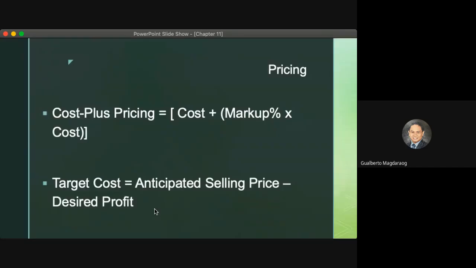Okay, I think that's it. That's chapter 11 on decision making for relevant costing for non-routine decision making. Do you have any questions?